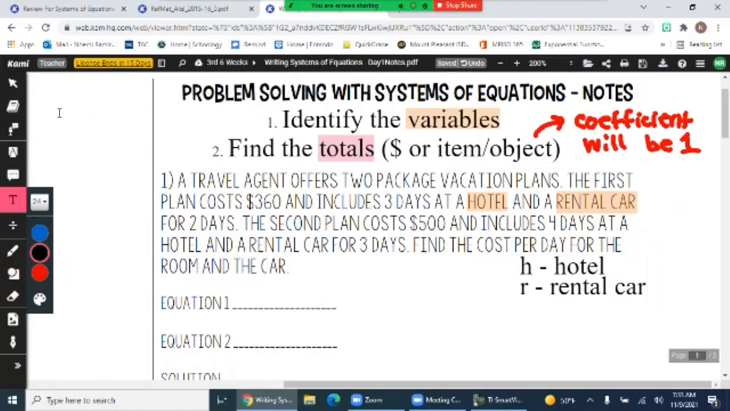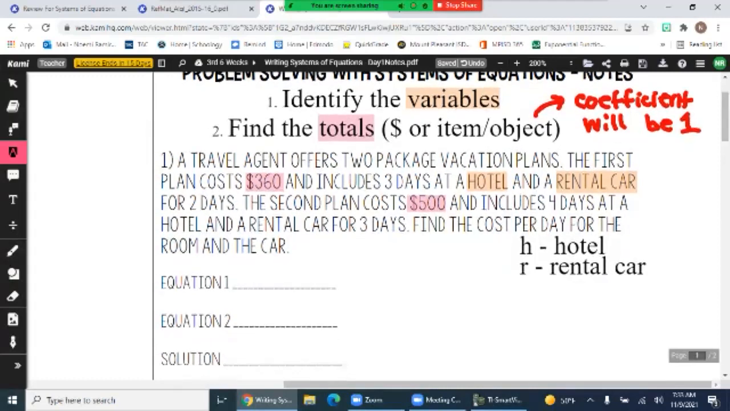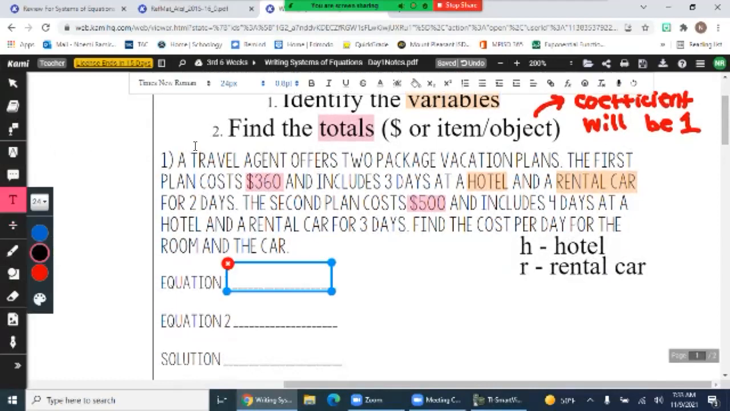Okay. Now, from there, you want to find the totals. So it says the first plan cost a total of $360 and includes 3 days at the hotel and 2 days for the car. The second plan costs $500 total and includes 4 days at the hotel and 3 days for the rental car. Now, you're going to set up your equations the same way every time.